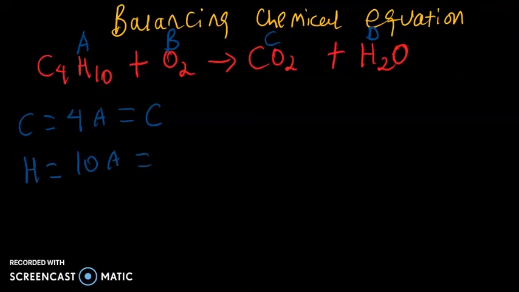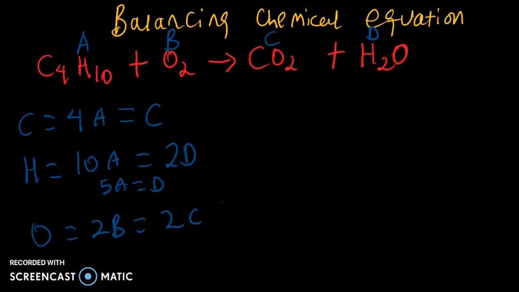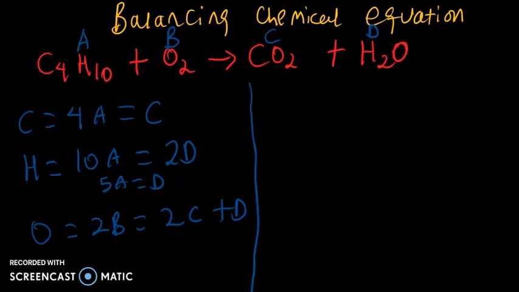I don't have in B and I don't have in C, but in D I have 2 hydrogen, so I'll put 2D, which is the same as 5A is equals to D if you simplify it. And for oxygen, I have 2B is equals to 2C plus D. So since C is the only one with a coefficient of 1, let's say assume C is equals to 1.